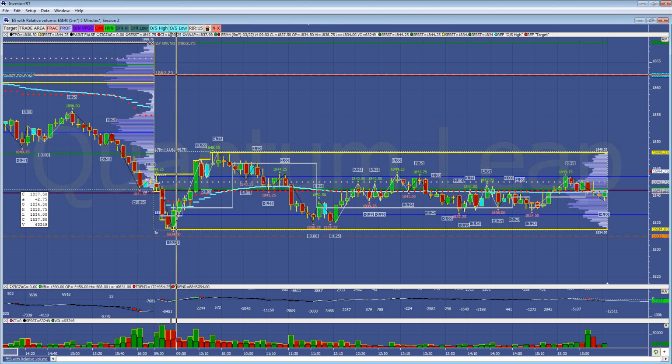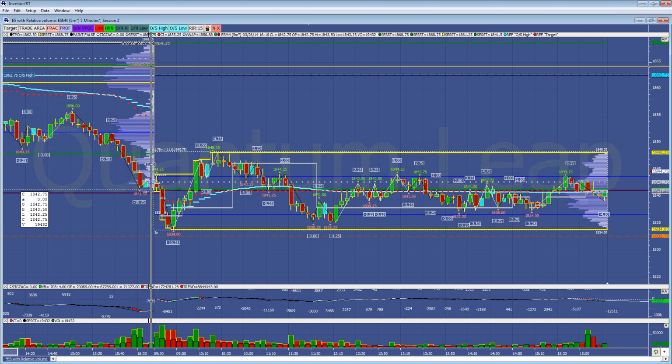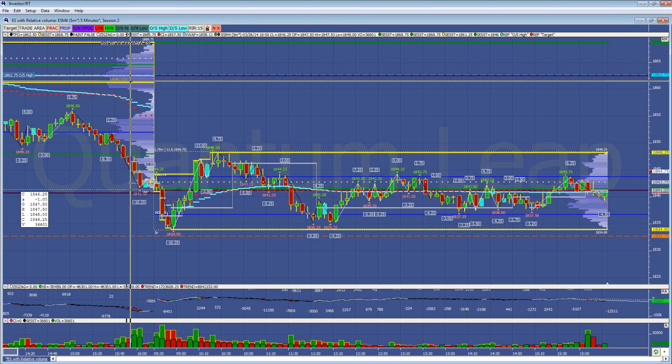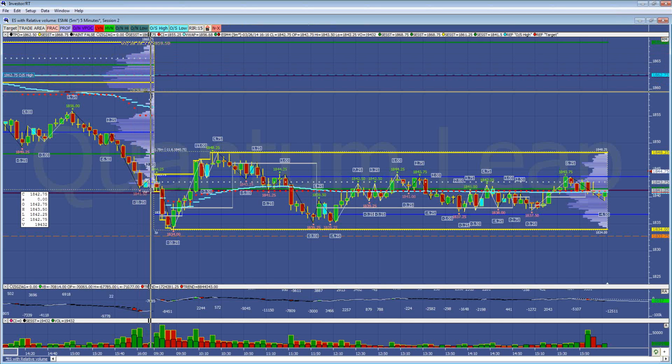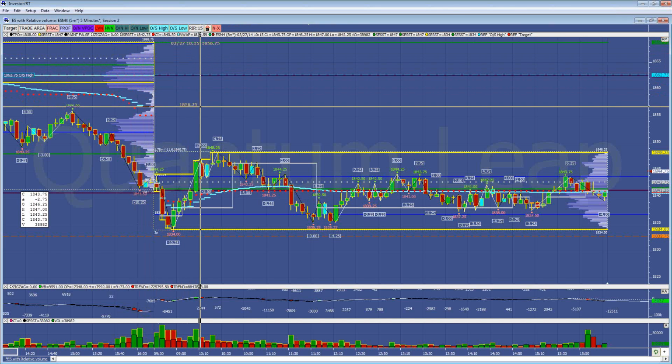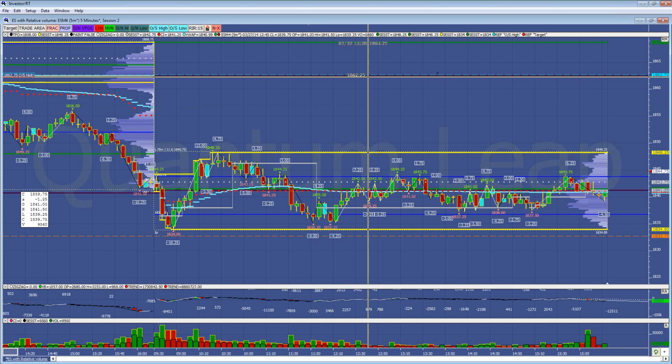And with the naked VPOC up here at 62.50 and the microcomposite VPOC at 64.50, if we get some momentum today, we're likely to go up and test this upper distribution. At least come up and test that LVN from the prior day.